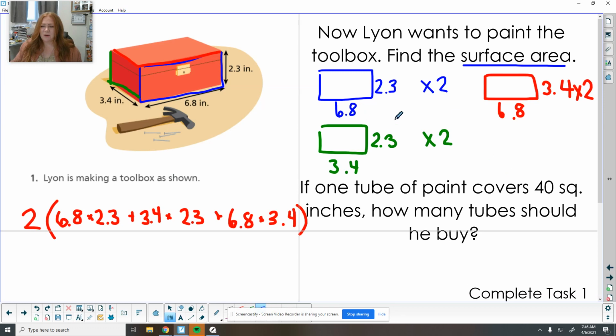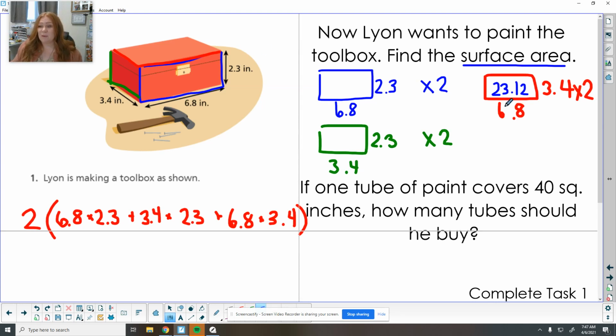So let's save ourselves some work. 6.8 times 3.4 was 23.12 for one of those. So we found the bottom. When we found the volume, we found the bottom, the base, and then we found how many layers of that we had. When we're finding the surface area, we're not stacking that same thing over and over. We're finding each different side.